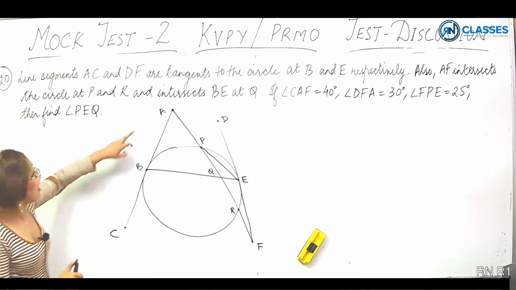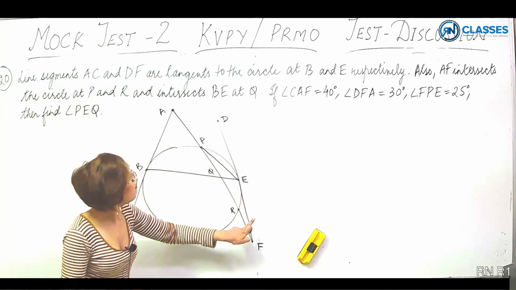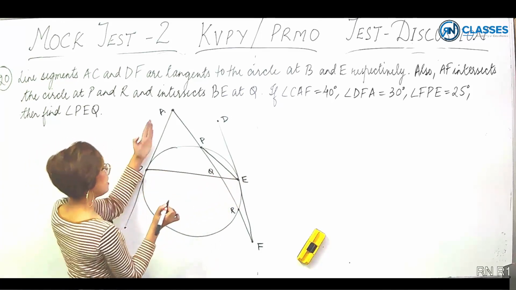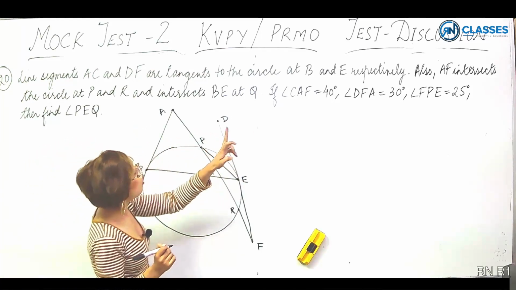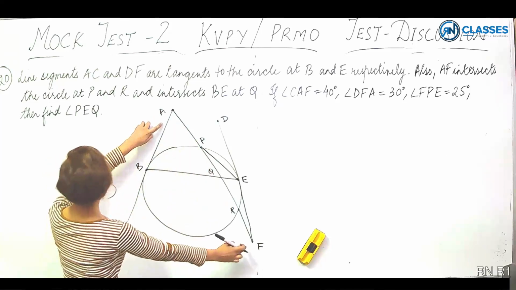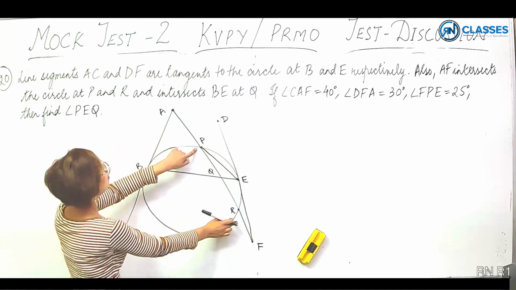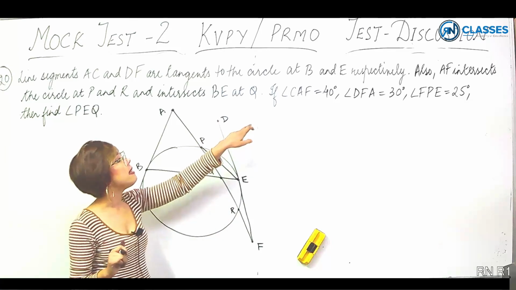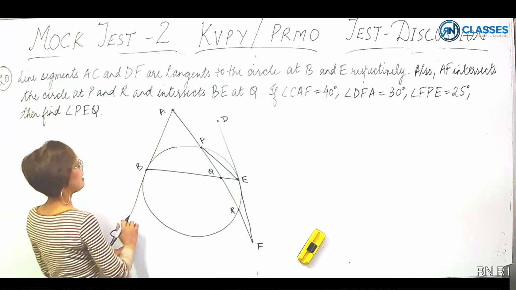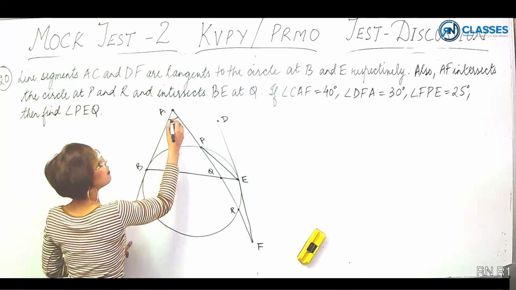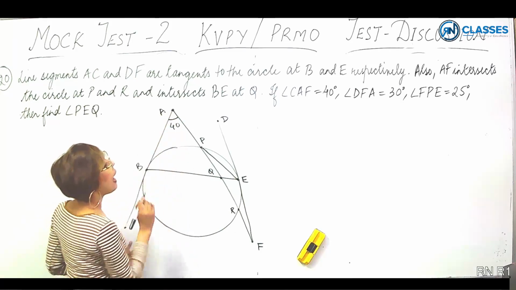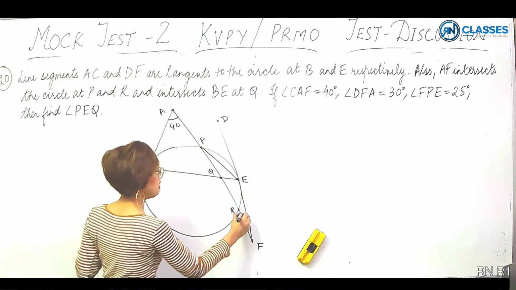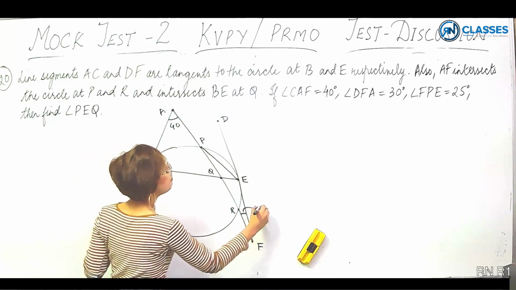Line segments AC and DF are tangents to the circle at B and E. You can see the tangents. Also, AF intersects the circle at P and R and intersects BE at Q. Angle CAF is given to be 40 degrees, and angle DFA, this tiny angle, is 30 degrees.